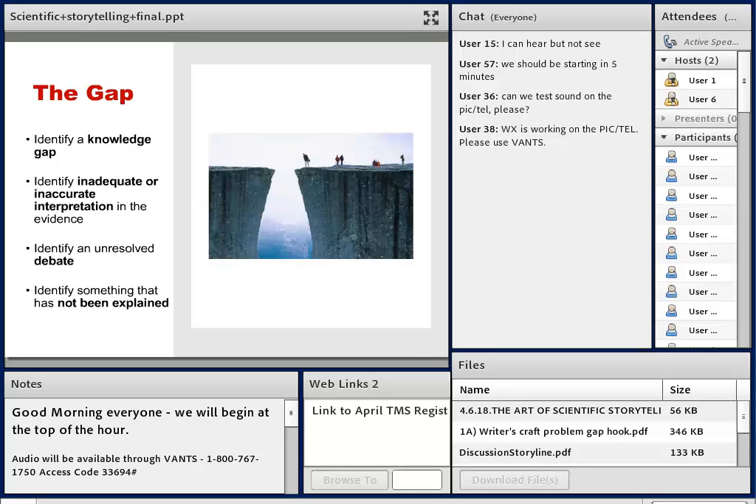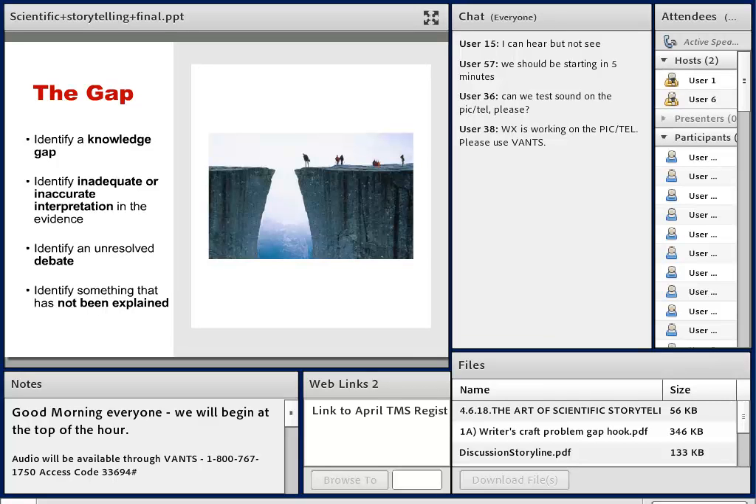So identify the knowledge gap, which means you have to know the literature well, and then identify what is inadequate or maybe even inaccurate interpretation in the evidence thus far. What's missing or what's stated but probably misstated slightly. And or identify an unresolved debate. People are saying it could be this, it could be that. And then you say, I'm jumping into this conversation and I'm actually going to add to this debate or solve a part of this puzzle.